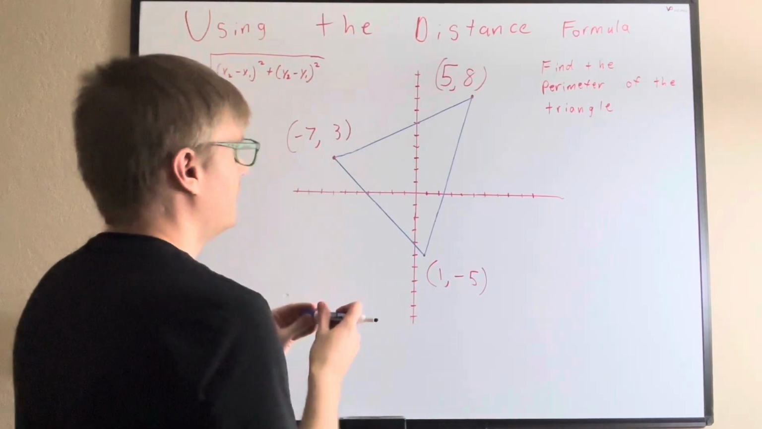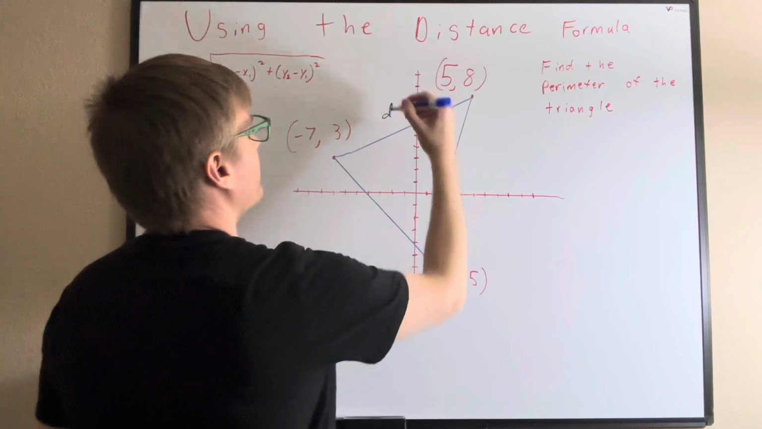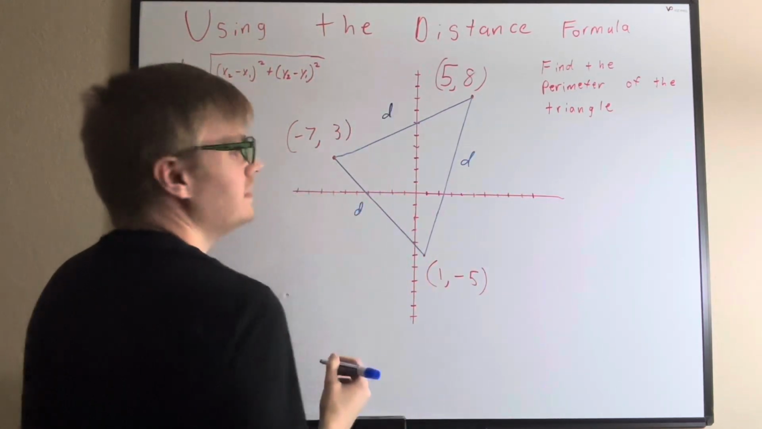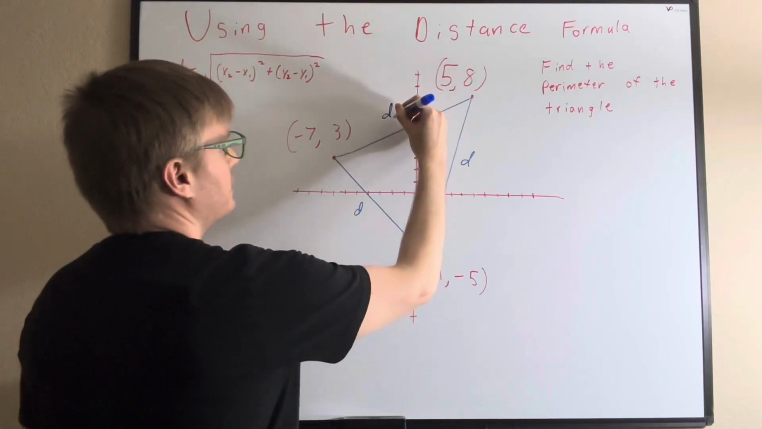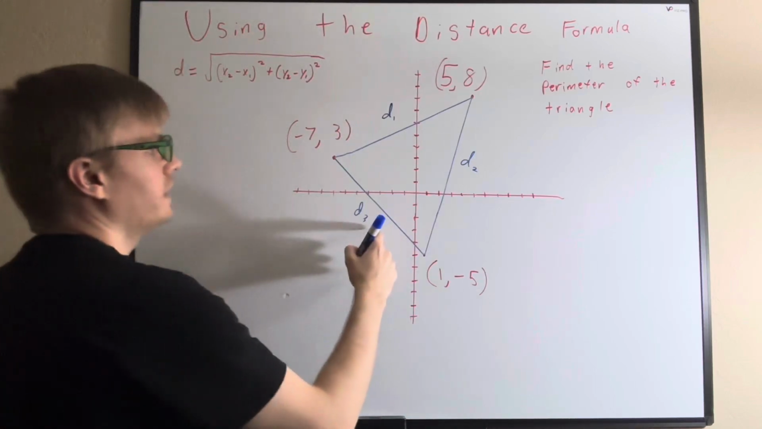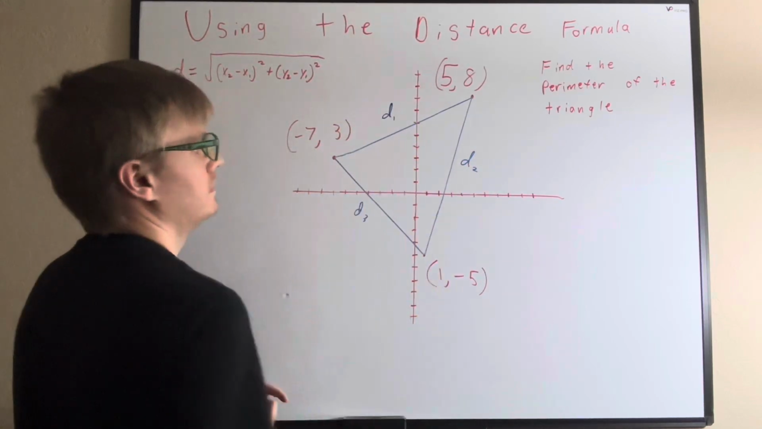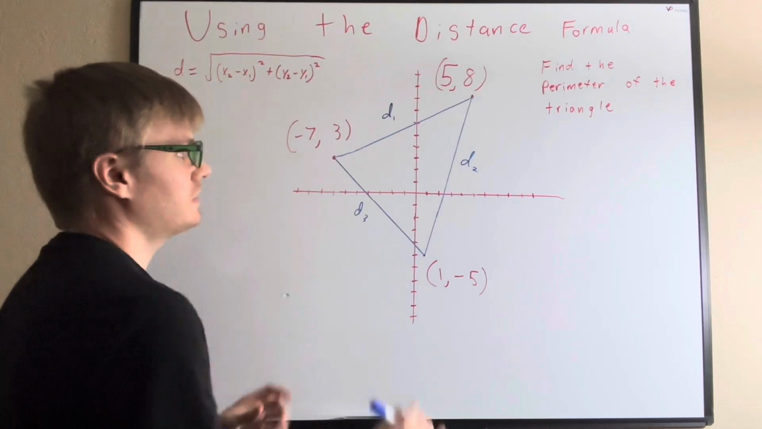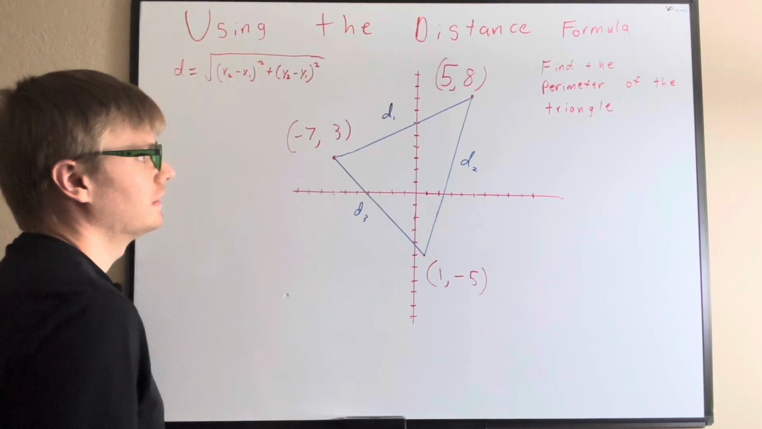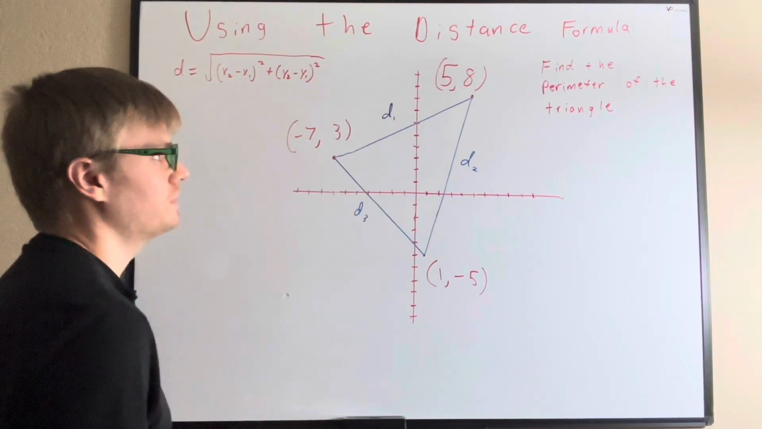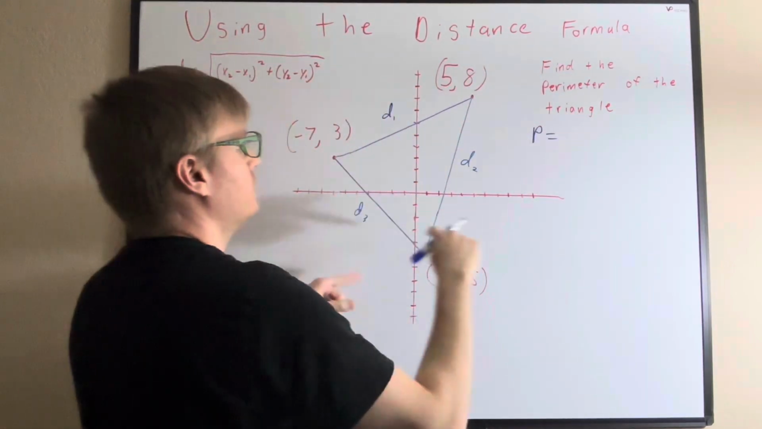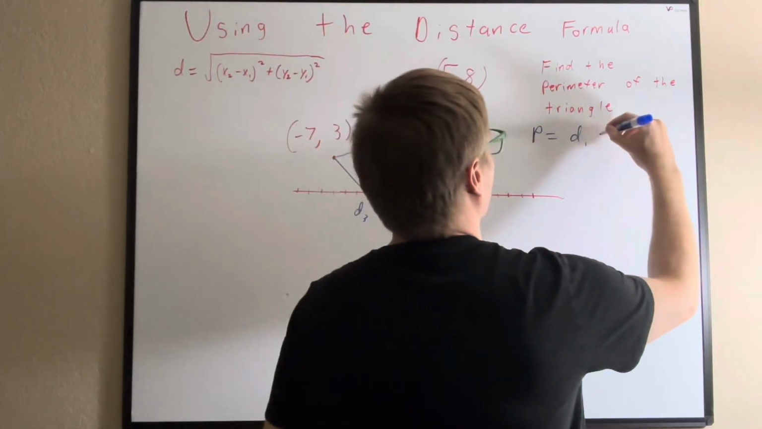So we're just going to label these, because they're all 3 distances. I'm going to use D for all of them, but since they're different distances, we're going to use D1, D2, and D3. It does not matter which one is 1, 2, 3. You can, just so long as you have different equations for each one. And we know the perimeter is going to be the total of all of these, all right?